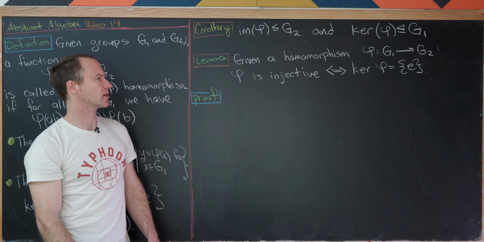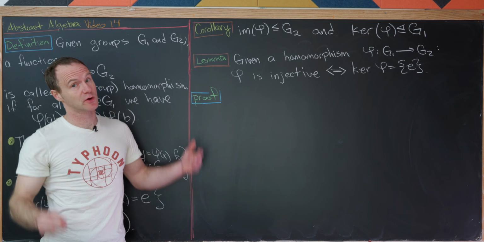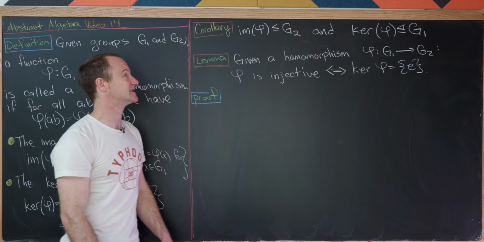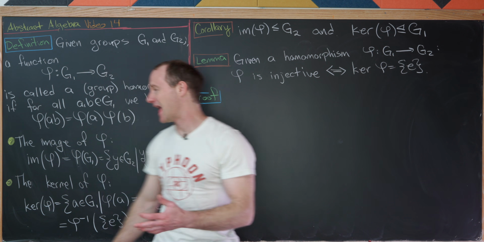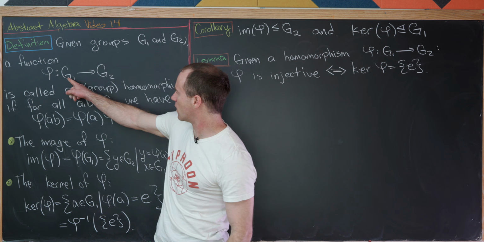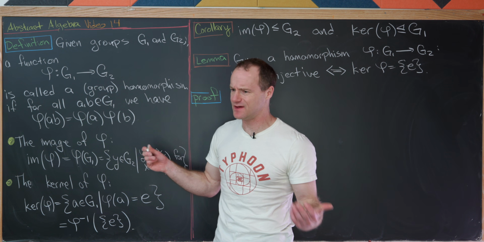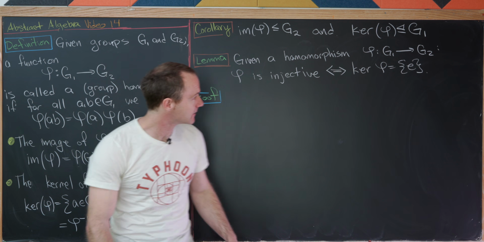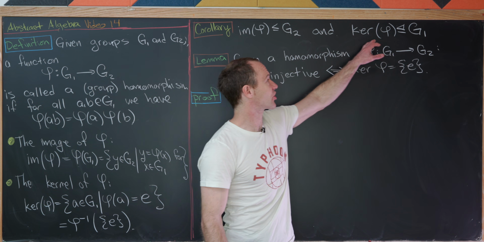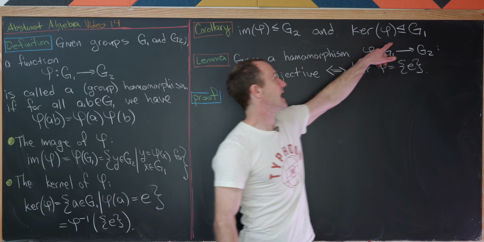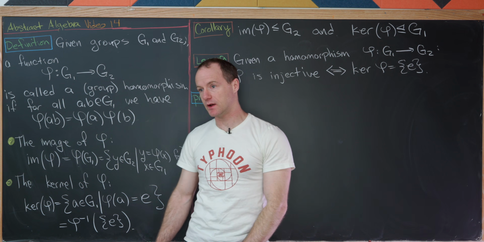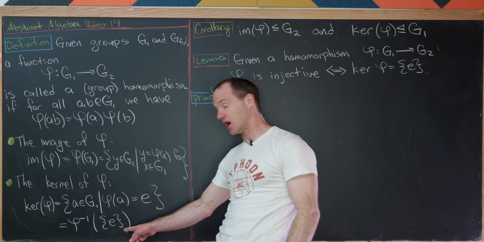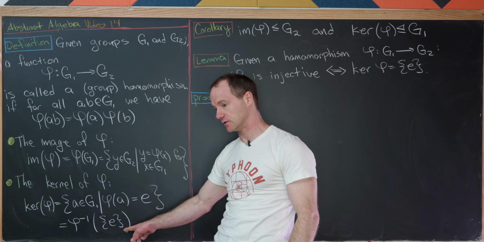Now let's look at a corollary of that result. And this is a super quick corollary. It says the image of a homomorphism is a subgroup of G2. And that follows because G1 is a subgroup of itself, and the image of any subgroup is a subgroup. So that's really all there is to that. And then the next one says that the kernel of phi is a normal subgroup of G1. And that's because the kernel of phi is the pre-image of the trivial normal subgroup.